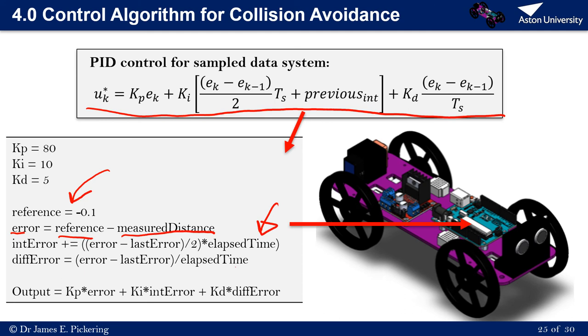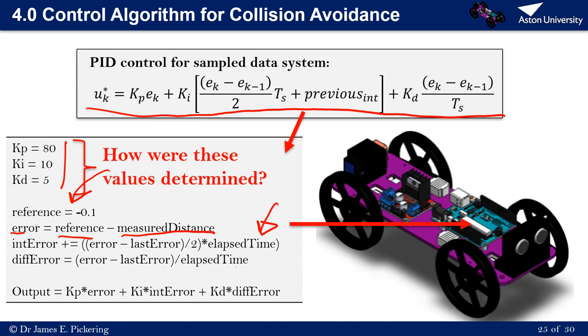Okay, and what you'll notice is that I've specified values for Kp, Ki and Kd. So in terms of how these were determined, again, I keep saying there's various methods, trial and error, model based, and I'll quickly briefly talk about model based on the next slide.